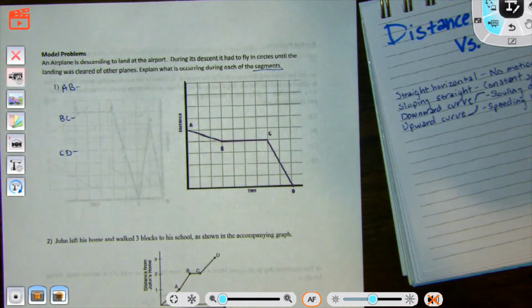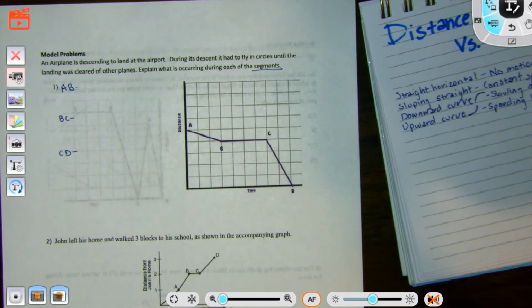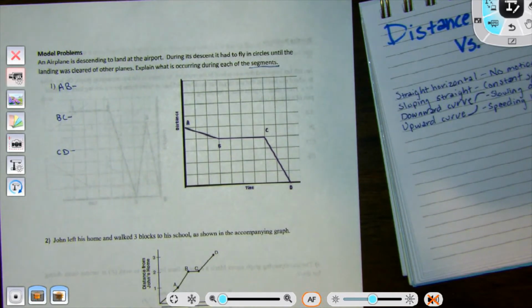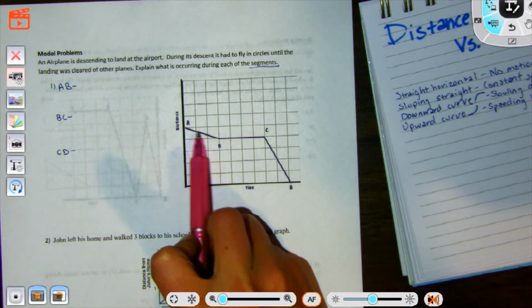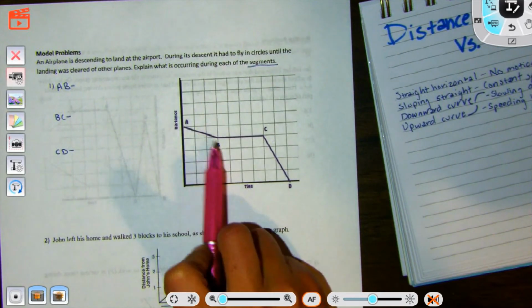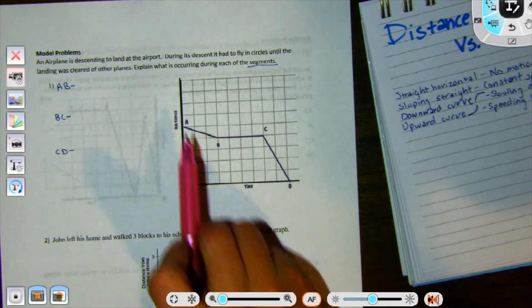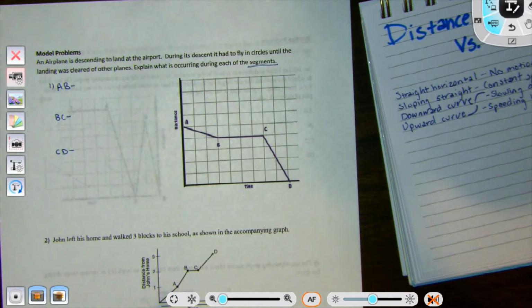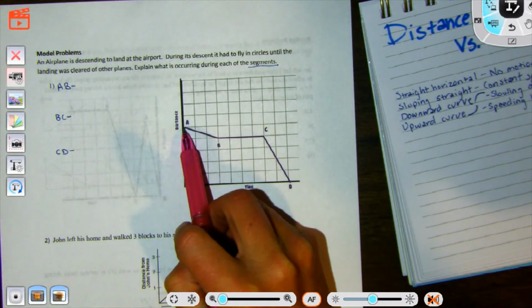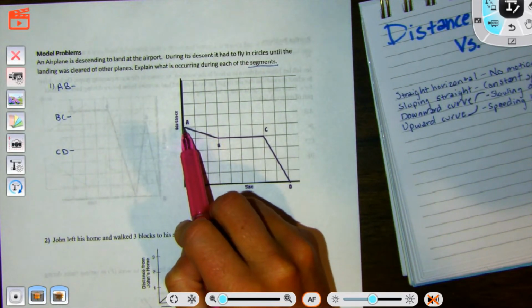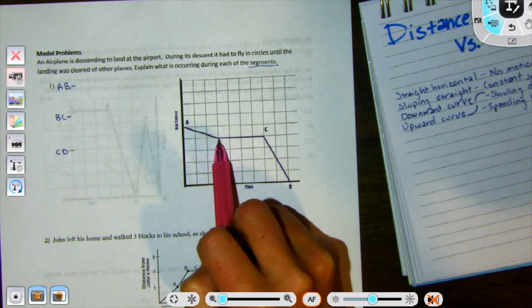So this one says, an airplane is descending to land at the airport. During its descent, it had to fly in circles until the landing was cleared for other planes. Explain what's occurring during each of the segments. So segments, it's saying this is something that's the same, A to B. So from A to B, what is happening? It's flying up in the air, right? And it's starting to descend.